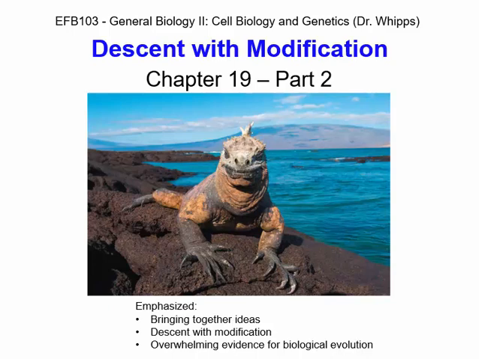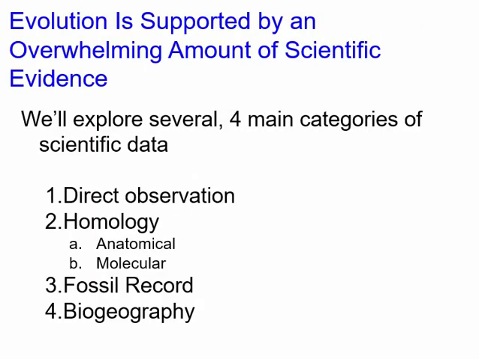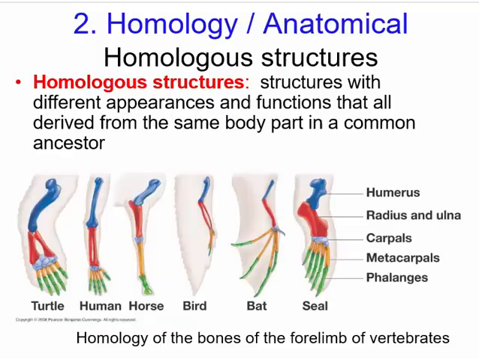Hello and welcome to part 2 of Chapter 19, Descent with Modification. So we've been talking about this idea that evolution is supported overwhelmingly by all this evidence. We've talked about direct observation at length, specifically with natural selection. Let's talk about these other 3 categories of data now, starting with homology.